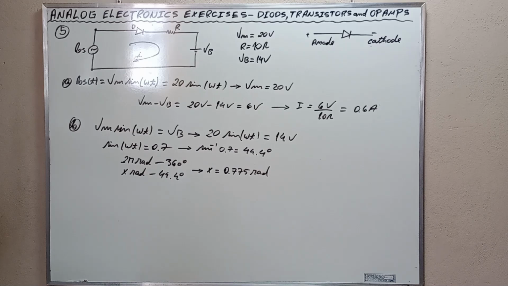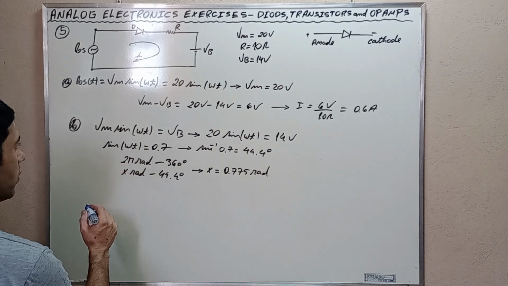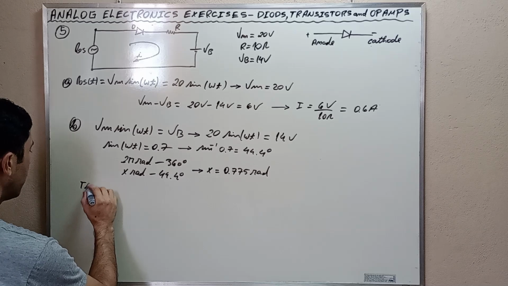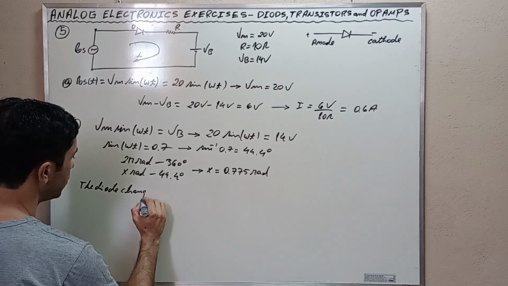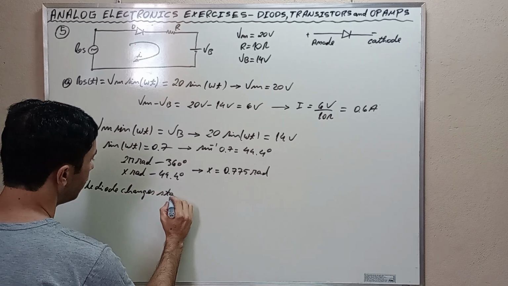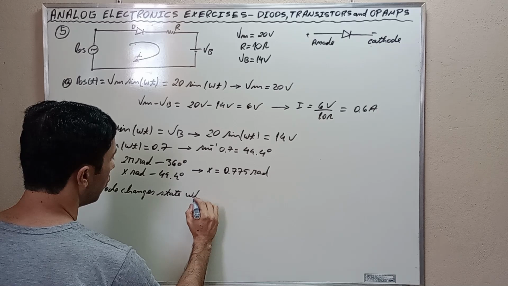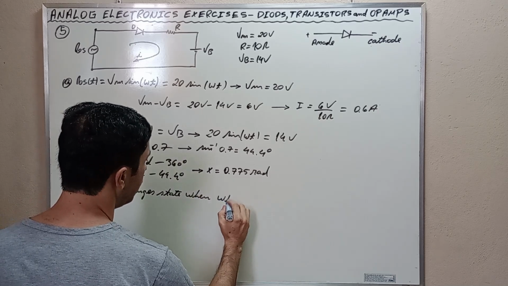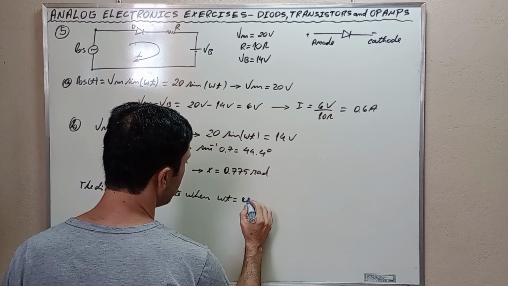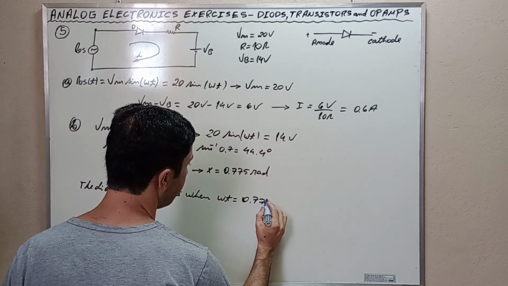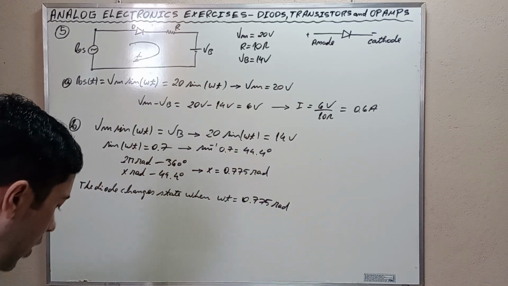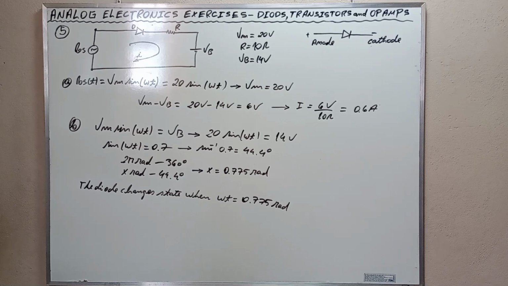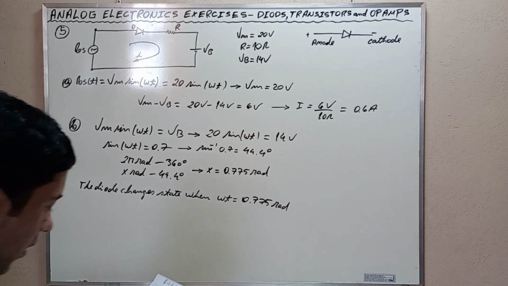The diode changes state when Wt is equal to 0.775 radians. However, we have to be careful to not forget this.